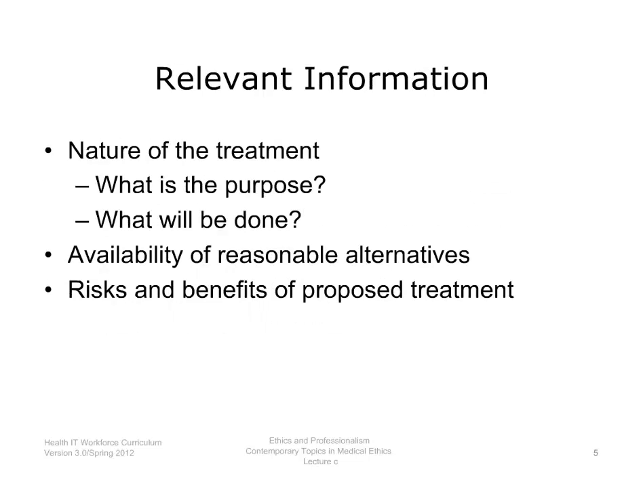Before giving informed consent, a patient needs to know the nature of the proposed treatment. This includes the purpose of the treatment and a description of how the treatment will be administered or performed. In order to give informed consent, a person needs to know about the alternatives to the proposed treatment and the risks and benefits of each option.